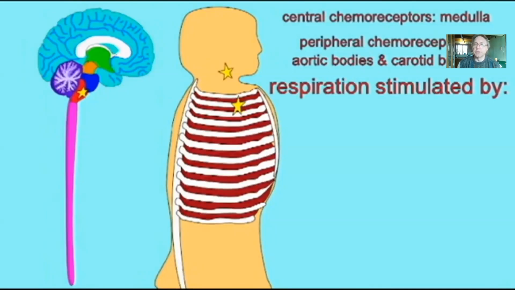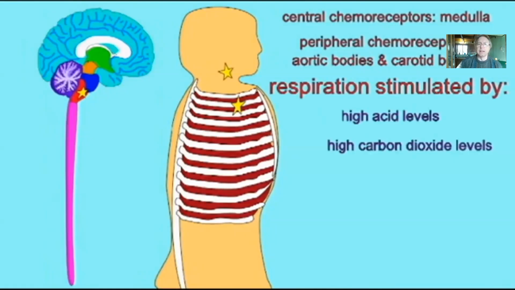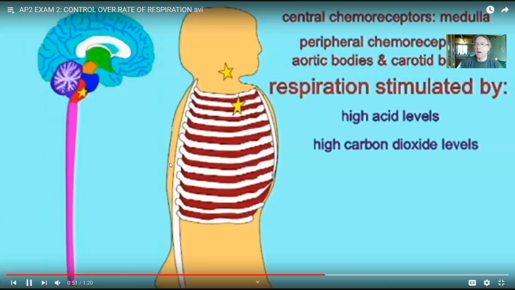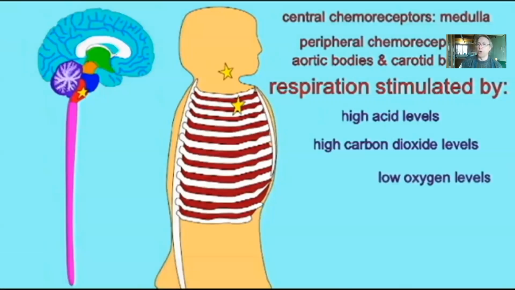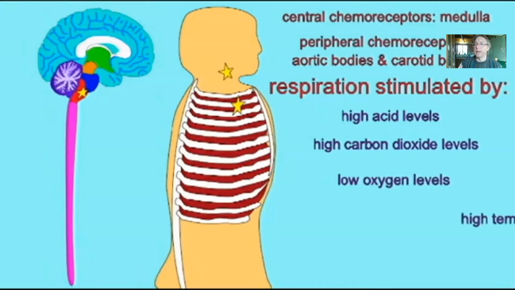So this increased respiration can be stimulated by increased acid, higher carbon dioxide levels, which then cause more carbonic acid, and lower oxygen levels. And so when our blood becomes acidic, we breathe more, and as we exhale more carbon dioxide, that's less carbonic acid, and then the acid level drops back to normal.